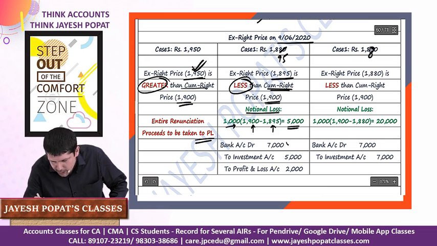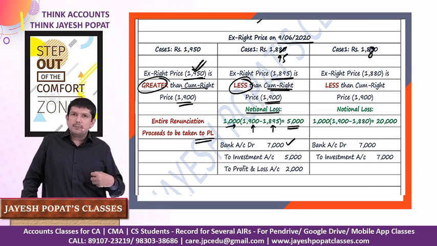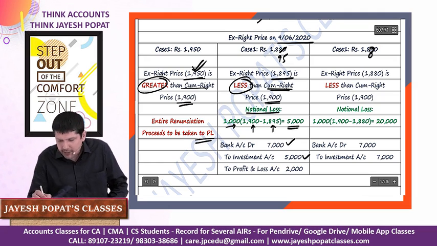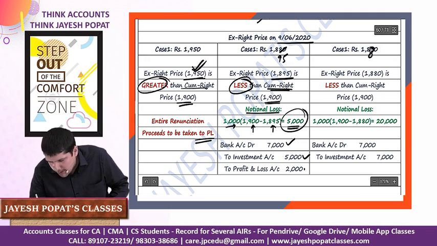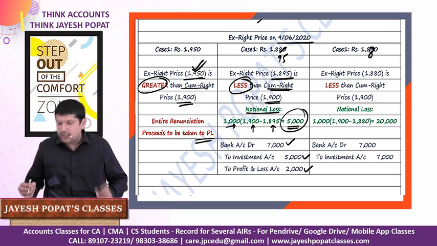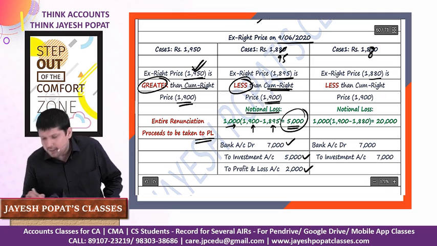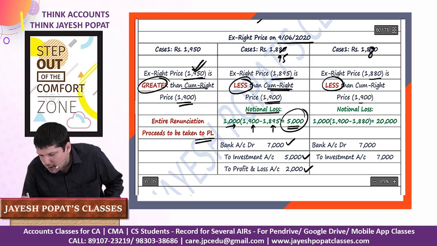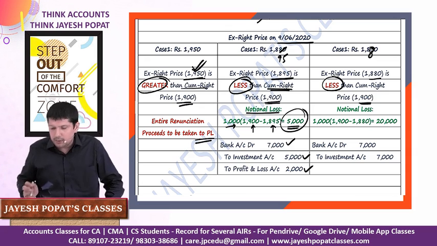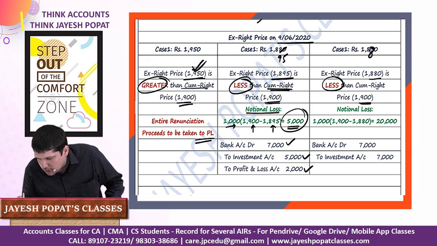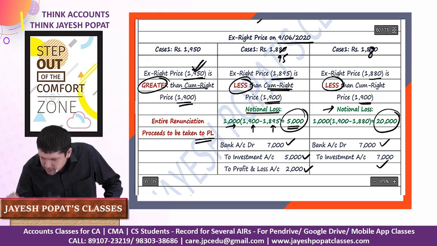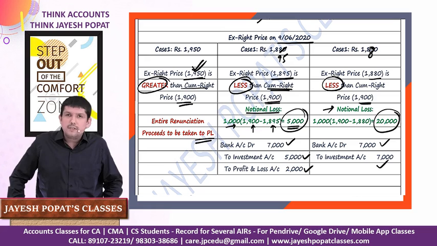So we'll say bank account debit, because in total we have received 7,000 by selling the rights. Investment we will credit by 5,000 to the extent of the notional loss, and the balance 2,000 will be credited to the statement of profit and loss. In the third case, the ex right price is 1880, which is obviously less than our cum right price of 1900 at which we had purchased the shares of Reliance to get entitled to buy the right shares. So here the notional loss is 20,000. In this case, the entire renunciation proceeds will be credited to the cost of the investment.